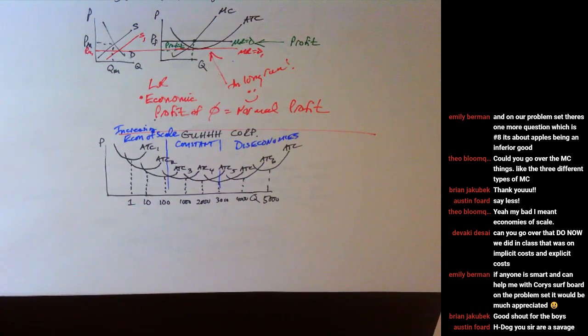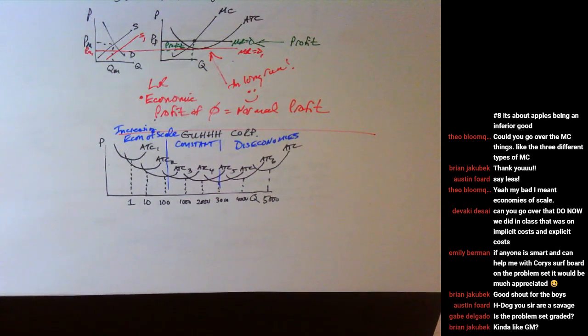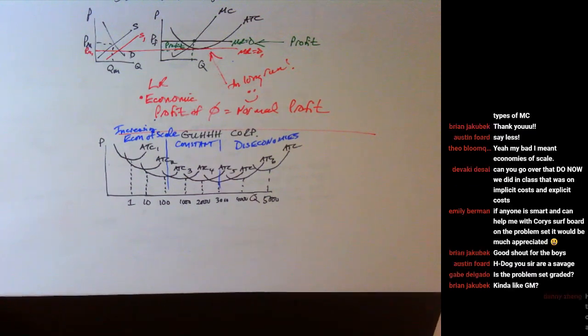Let's see what else. Emily, what specific questions do you have on Corey's surfboard? Yes, like GM. Sure. Is the problem set graded? Well, of course it is. Of course. Can we go over the do now we did in class on implicit costs and explicit costs? Yes, we can.